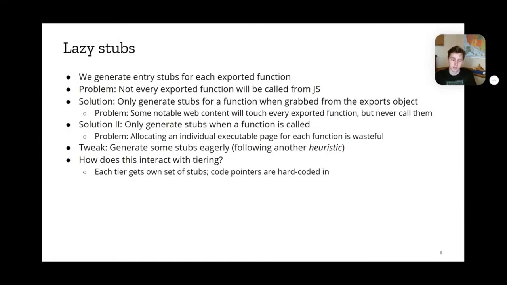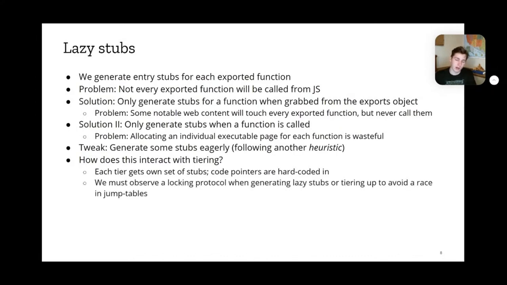The question is, which tier is a lazy stub going to be generated for? There are some nasty race conditions that can happen here, and they can also lead to unsafe conditions if they're not handled correctly. So we try to be very careful, and we make this a synchronization point and observe a kind of locking protocol, so that when you're generating lazy stubs or tiering up, we avoid this race. I don't want to get into the details more than that because it's not that interesting and we don't have the time.